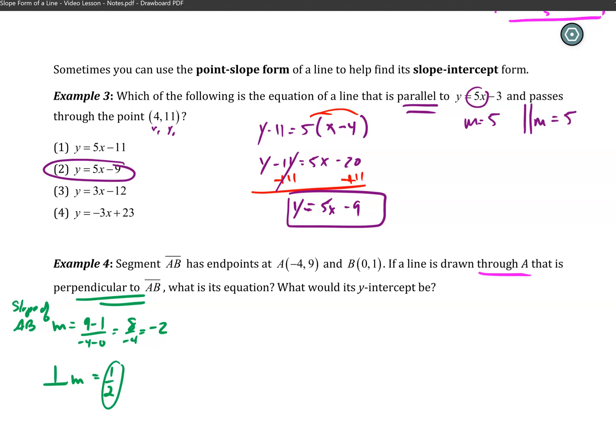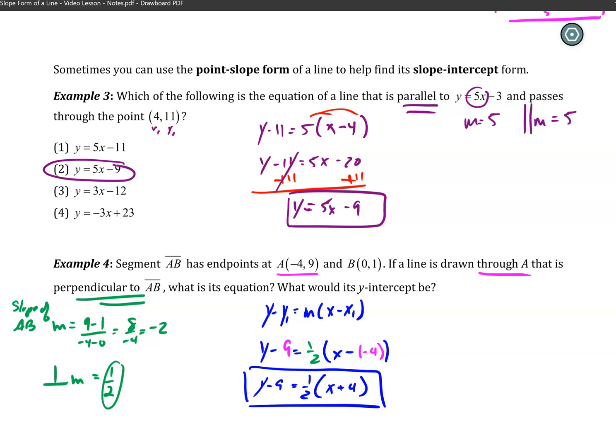The other key part is that it wants us to go through A. So y minus y1 is equal to m times x minus x1. I'm going through A, so I'm using this one: the y term is 9, our slope is 1/2, x minus, and the x coordinate was -4 from there. Simplify this, so I get y minus 9 is equal to 1/2 x plus 4. That's my equation, and I'm done right there. They didn't specify what form they want it in, so I can leave it in the form that I want. In my opinion, point-slope is going to be the easiest one for you to do.